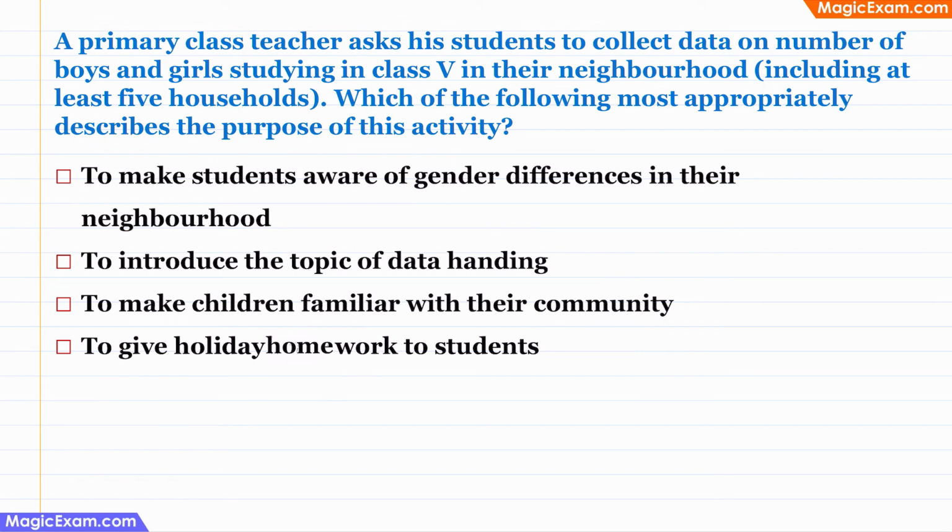A primary class teacher asks his students to collect data on the number of boys and girls studying in class 5 in their neighborhood. Which of the following most appropriately describes the purpose of this activity? So here you are asking children to collect some data about how many boys and girls are studying in class 5 in their neighborhood. Now this should give you a clue that you're talking about data here. So the best answer has to be to introduce the concept of data handling. So there is a direct clue here.